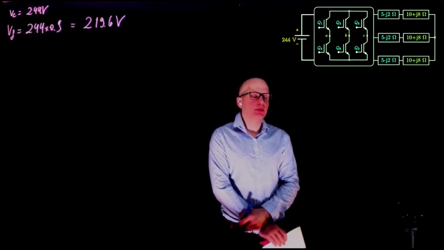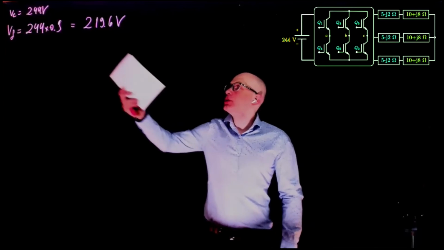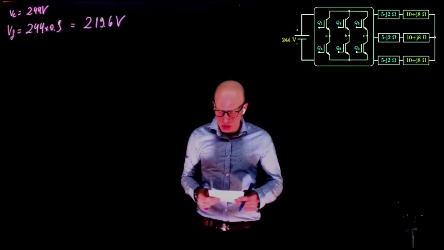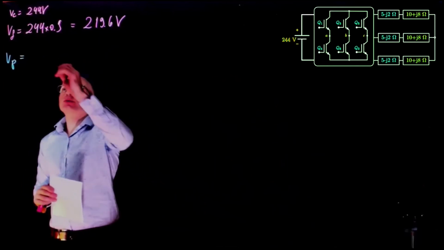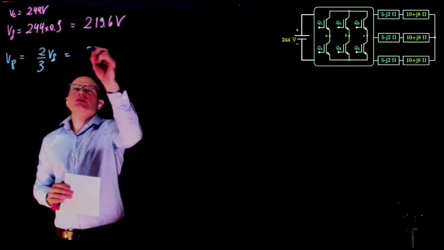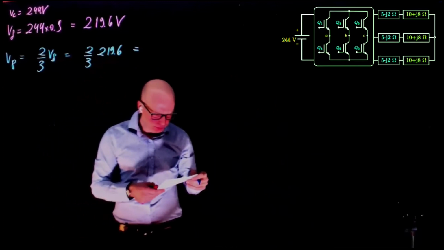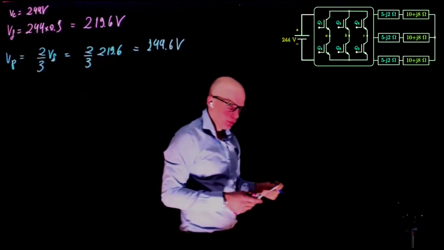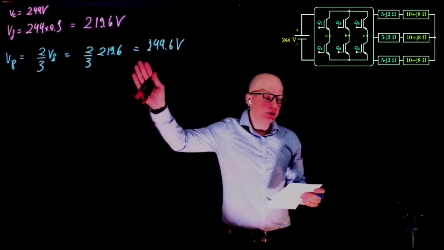Two-thirds, exactly. Two-thirds of that, right? We would be 2/3 of 244, but because you're only interested in the fundamental component, that is 2/3 of this. So our peak voltage for the output would be 2/3 of VF, the fundamental. So 2/3 of 219.6, and that is 144.6 volts. Okay, that's the voltage. Now we calculate the current for this voltage, which is easy.